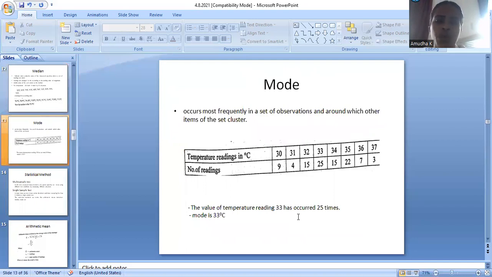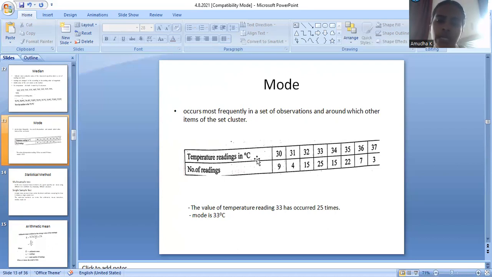Then next one, mode. How to obtain the mode? It occurs most frequently in a set of observations, and other items of the set cluster around it. In a group of readings we can measure, the reading that occurs most frequently is called the mode. So for example, temperature readings in degrees Celsius: 30 degrees, 31 degrees, 32 degrees, likewise up to 37 degrees Celsius. Up to this, the temperature readings are noted.